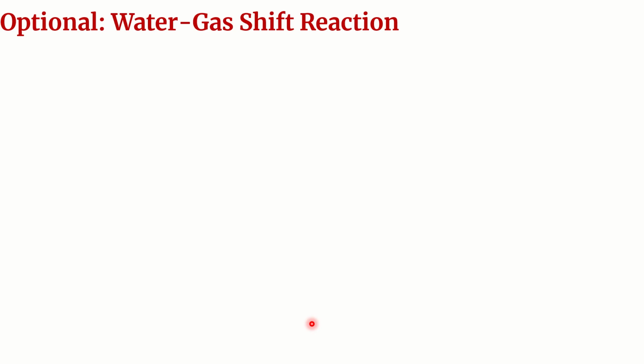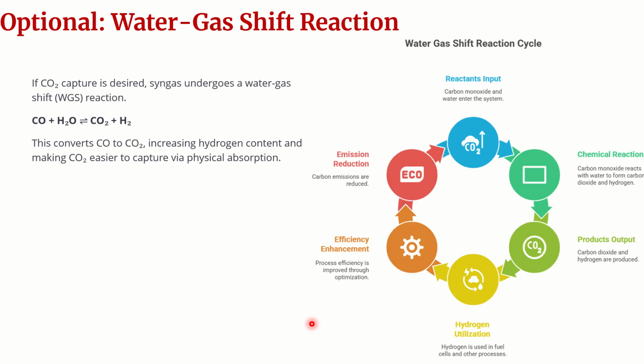And in that, the optional part is the water gas shift reaction. So what is that? If carbon dioxide capture is desired, syngas can undergo the water gas shift reaction, I mean the reaction between carbon monoxide and water to produce carbon dioxide and hydrogen. This converts carbon monoxide to carbon dioxide, increasing hydrogen content and making carbon dioxide easier to capture. And the carbon dioxide is then removed using a physical absorption method.